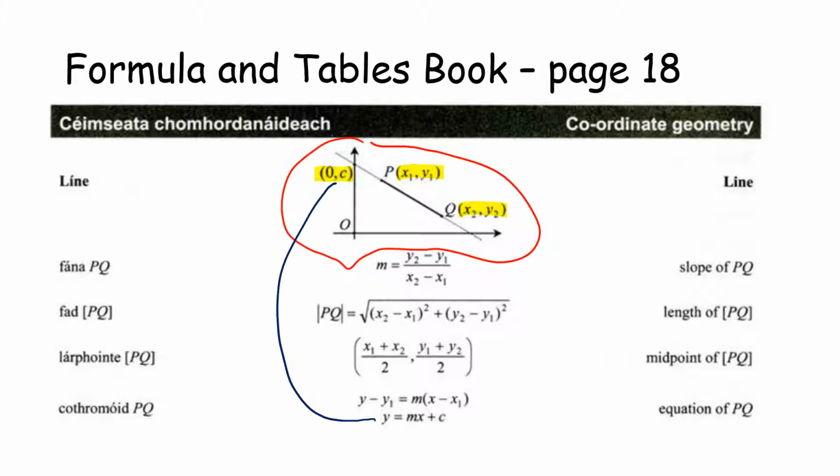0C is linked to this second formula for the equation of a line. So y equals mx plus c. So that constant there at the end. So when you're working through this video, it's a good piece to have open, that page 18 in front of you, so it can help you as we work through the questions.